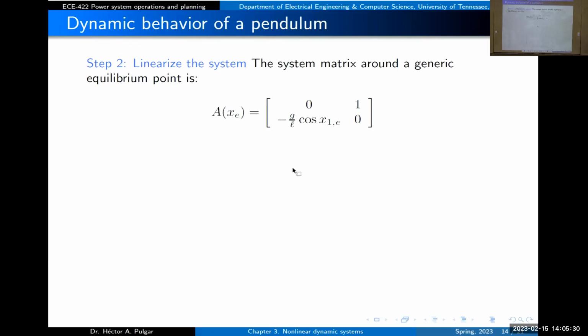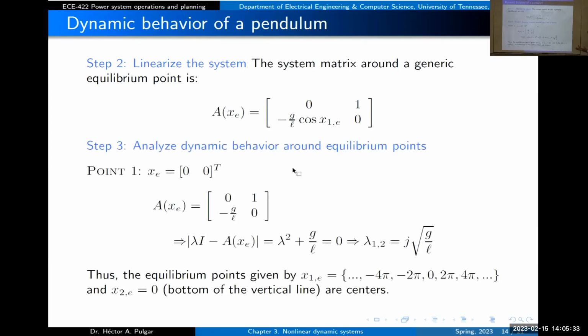Now that we have linearized the system, we study the behavior around each of the equilibrium points. So we take the first equilibrium point, 0, 0. We evaluate the matrix when x1 is 0. And then this cosine of 0 is 1. So you have 0, 1, negative g over L, and 0. So we get the eigenvalues of this, and we get this equation. So we get the square root of negative g over L, and that is a purely imaginary number.